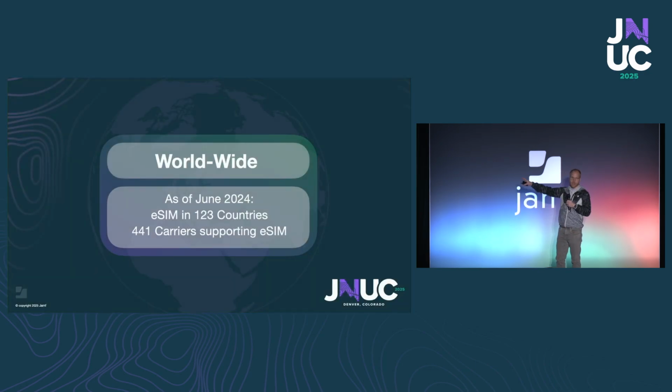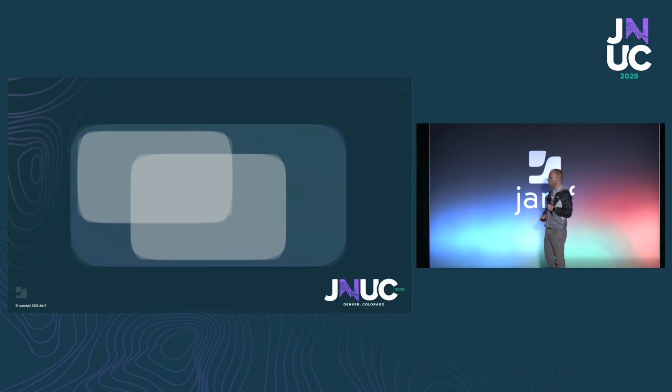Well, I'm happy to say that as of June 2024, which is the most recent data I could get a hold of, eSIM was in 123 countries worldwide, and it was supported by 441 carriers. These are either national, global players, or regional carriers or the MVNOs, the mobile virtual network operators that exist out there in the world. So that is a pretty wide swath.